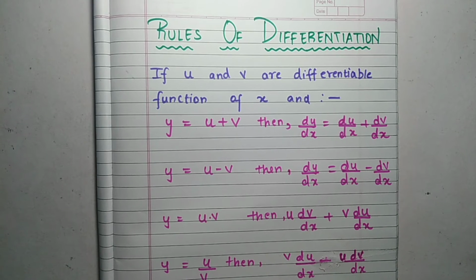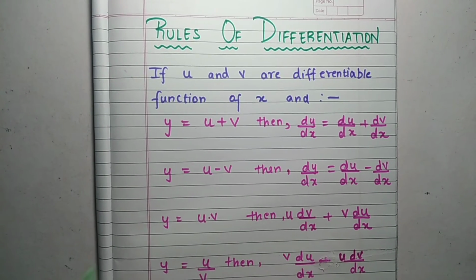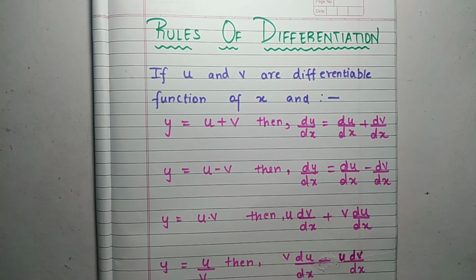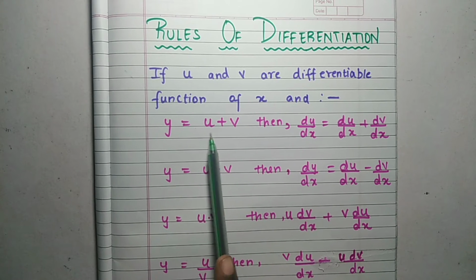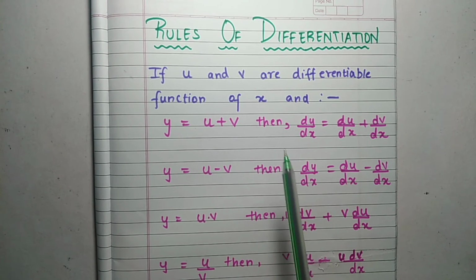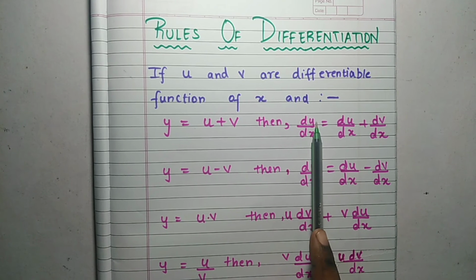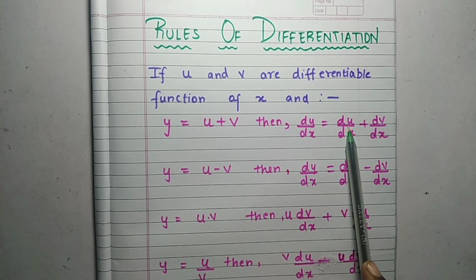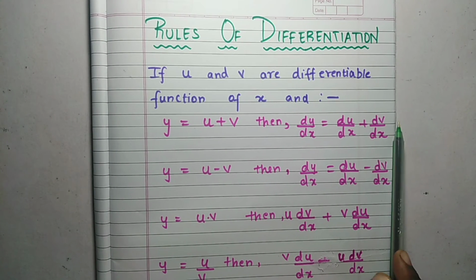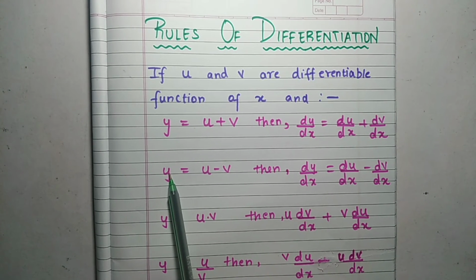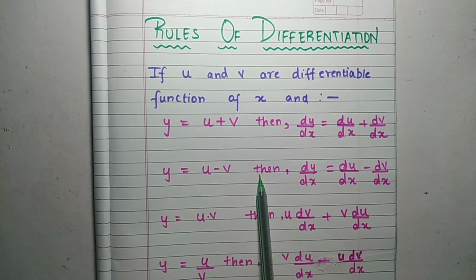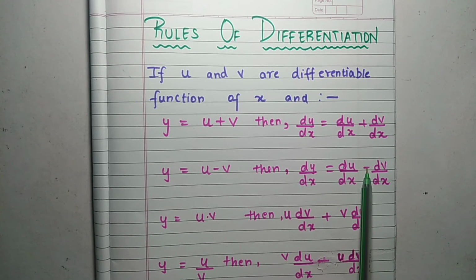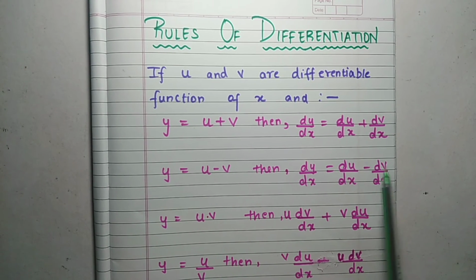Now let's see the rules of differentiation. Suppose u and v are differentiable functions of x. If y is equal to u plus v, then the differentiation will be d by dx of y is equal to d by dx of u plus d by dx of v. It means we have to differentiate u and we have to differentiate v. The next formula: y is equal to u minus v. Then dy by dx is equal to du upon dx minus dv by dx, because we have minus in our function.